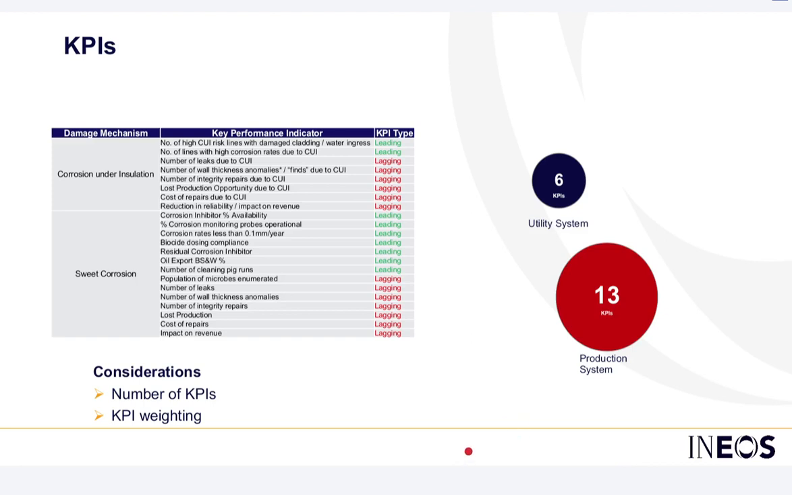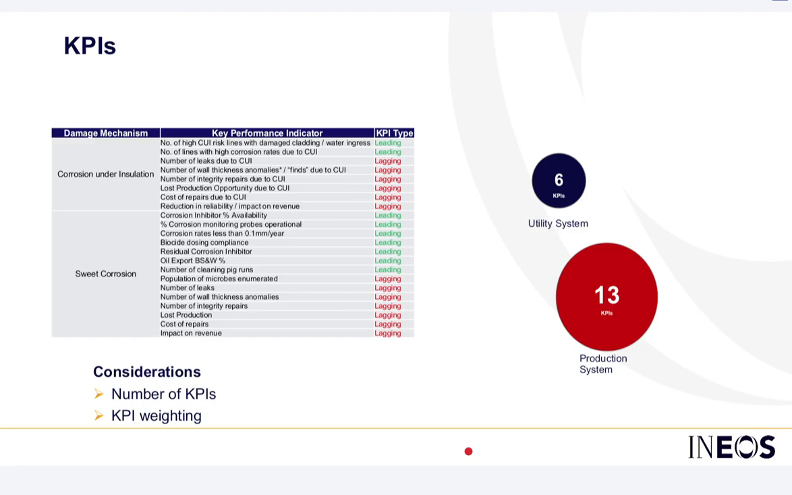Now, having understood those damage mechanisms, you need to understand the need to have key performance indicators. What then tells you that a damage mechanism is progressing and how quickly is it progressing? And the best way to do this is to have leading and lagging indicators. But one thing to note is that you should have a reasonable number of KPIs, and these KPIs should be weighted in an appropriate manner.